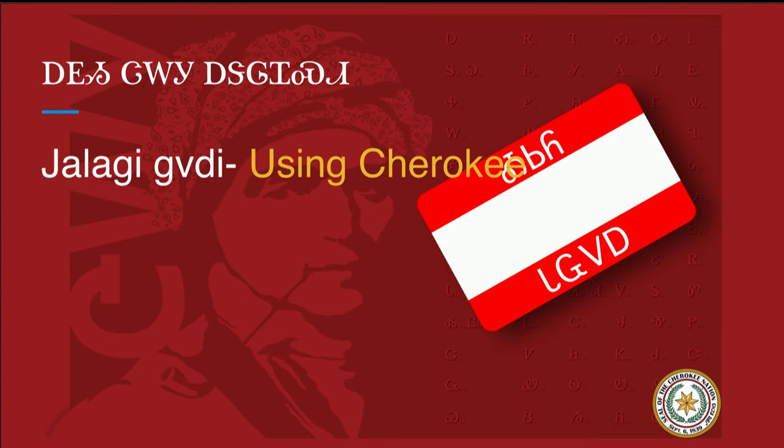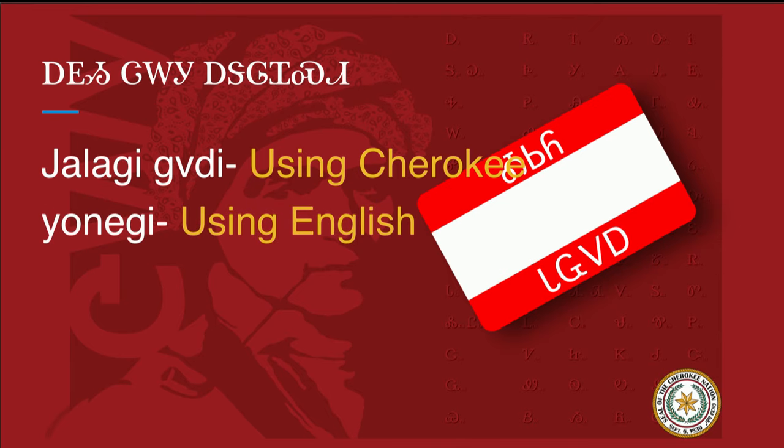Okay? So now moving on, we know the word that Jalagi means Cherokee. If you use the word ganti after it, it means using Cherokee. Jalagi ganti. Yonegi ganti means using English. Yonegi is English or Caucasian. Yonegi ganti means using English or the language of Caucasian people. And then, of course, we have our question word, gato or gato usti.